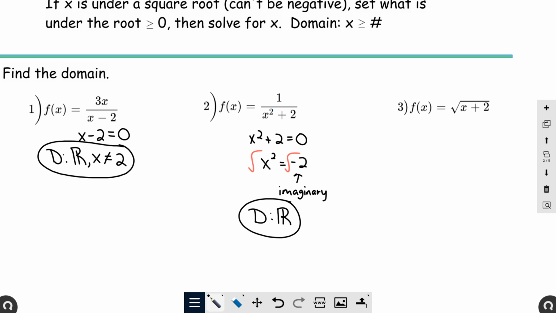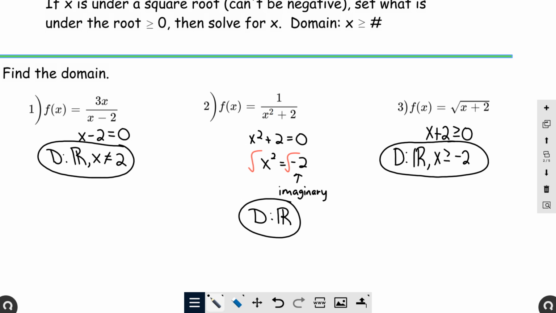Now, question 3 is not a fraction, but it is a square root. So what does it say to do up there? Set what's under the square root greater than or equal to 0. And then what would you do to solve? Subtract 2. So x is greater than or equal to negative 2. So your domain is all real numbers that are greater than or equal to negative 2.